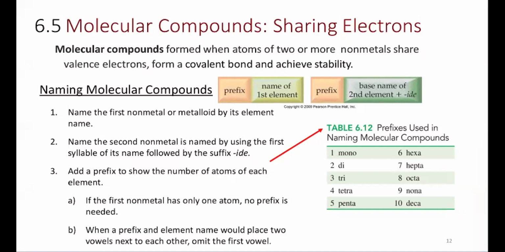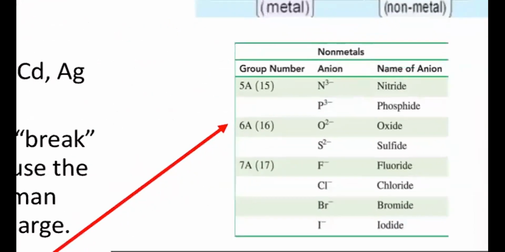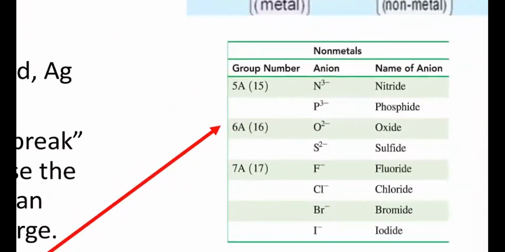Remember, they're sharing electrons. So for the second nonmetal, write the name based on the table that we did before for the nonmetals. If you don't remember which table that is, this one. So the second name comes from this table. You have nitride, phosphide, sulfide, fluoride, chloride, bromide, iodide, okay?